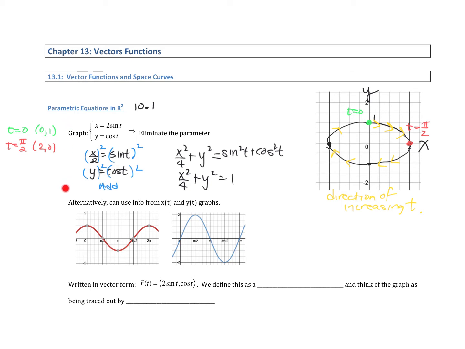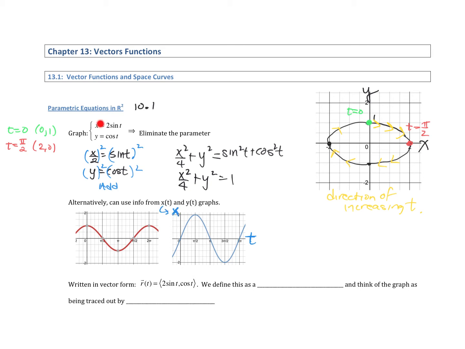One other thing that we learned back in 10.1 is that if we can't eliminate the parameter, what we can sometimes do is look at x as a function of t and y as a function of t separately. So what I mean by that is this equation here, x equals 2 sine t. If I were to draw that on axes, and I have this one on the right and the other one on the left, so it could be confusing here. So x of t is this one.